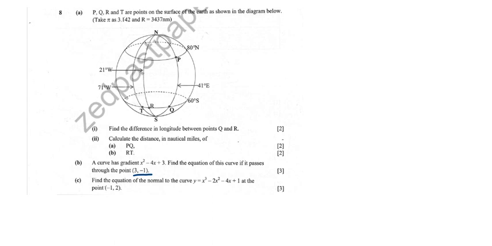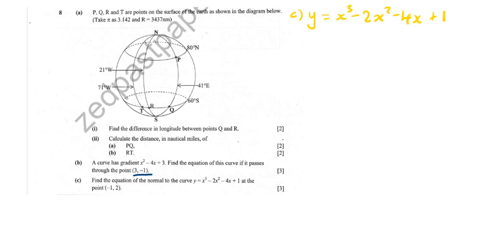Question C is saying find the equation of the normal to the curve. The curve is y is equals to x to the power 3 minus 2x squared minus 4x plus 1 at the point open bracket negative 1, 2. So this question, you say this is C. So you say y is equals to x to the power 3 minus 2x to the power 2 minus 4x plus 1.